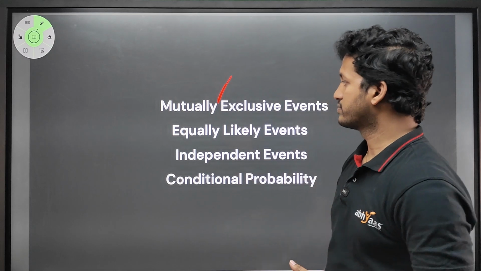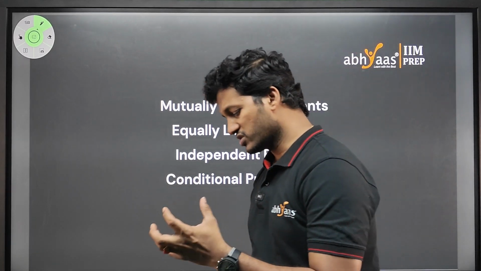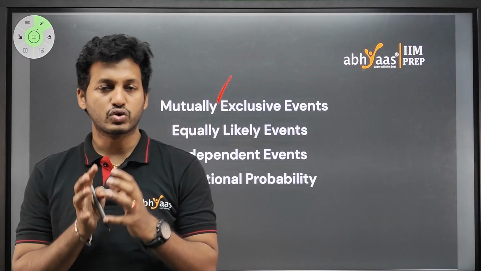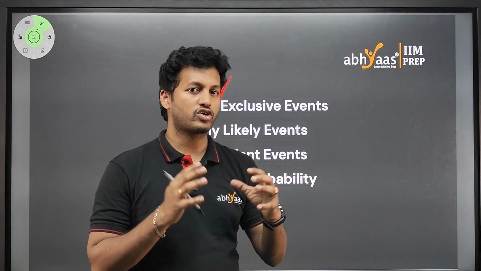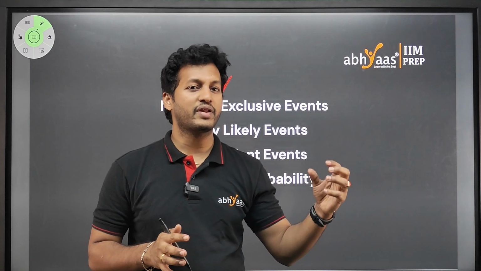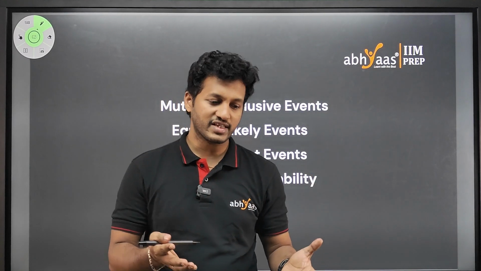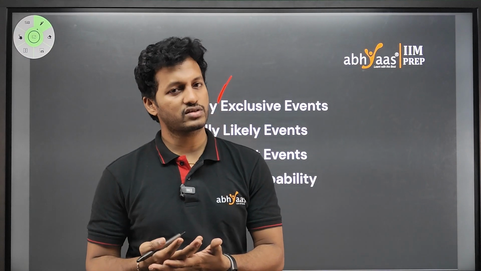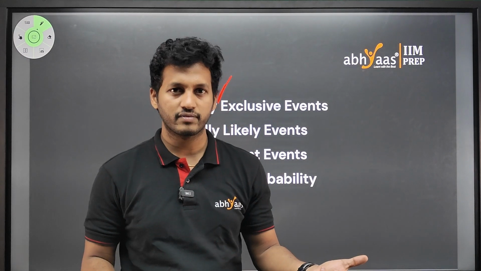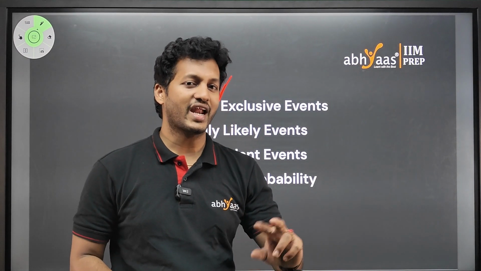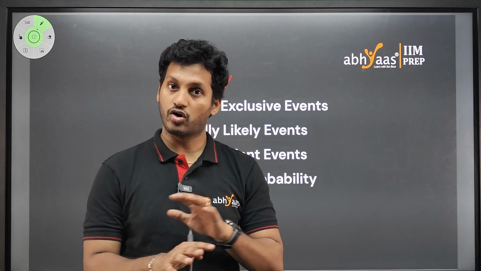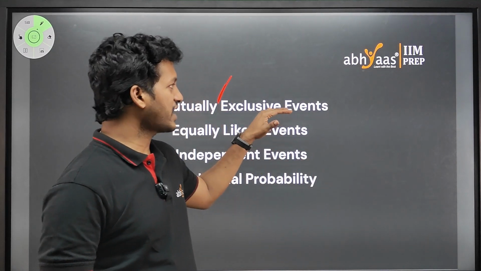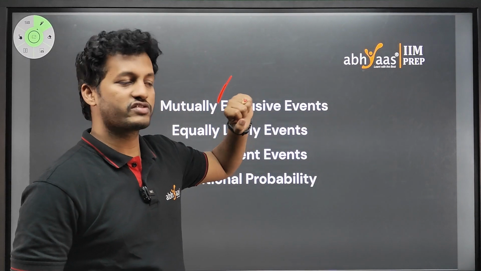Mutually exclusive, what does it mean? Mutually exclusive means the 2 events cannot happen at the same time. For example, if I toss a coin, the chance of getting tail or head will be there, but can I get tail and head at a time? That cannot be possible. Those types of events are called mutually exclusive events.